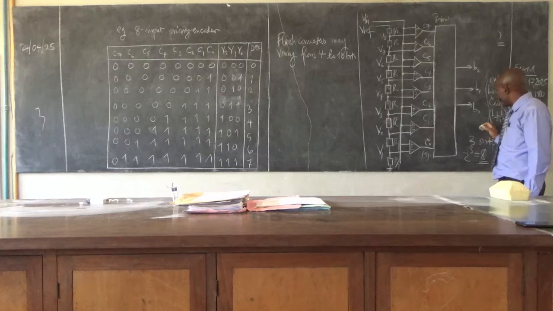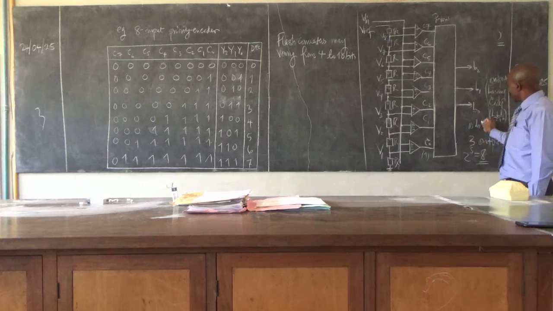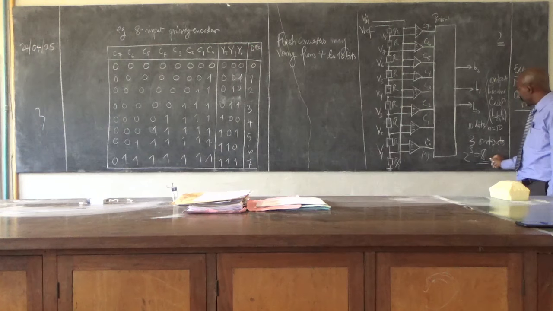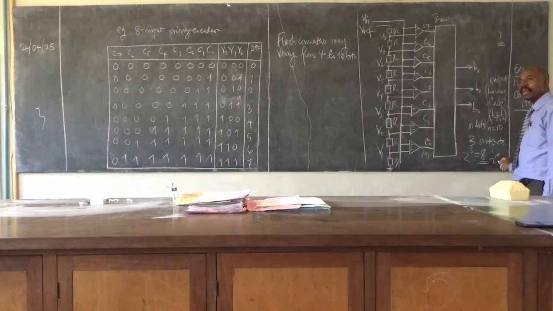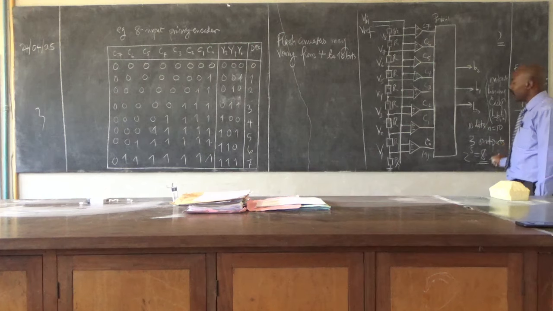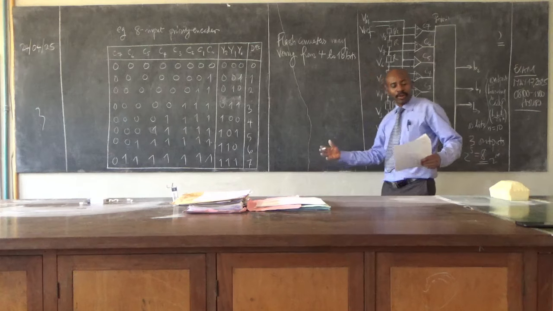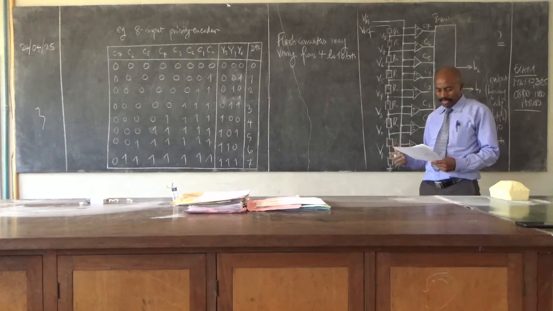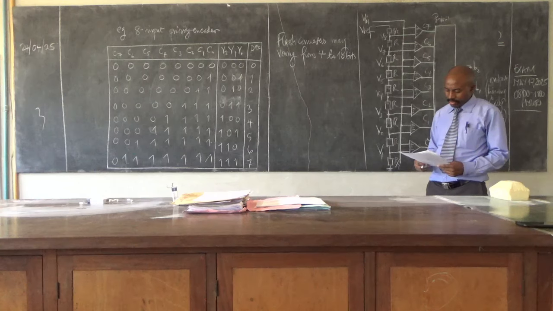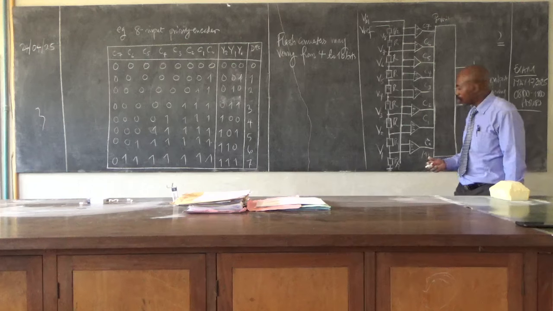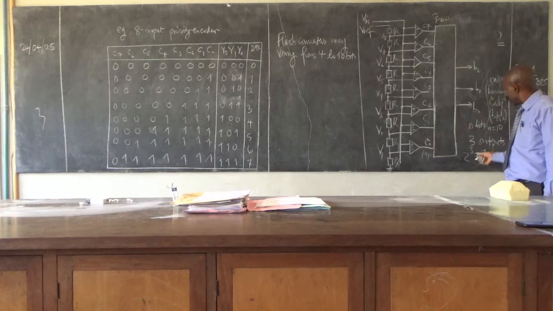If it is 10 bits, n is equal to 10. So that means you need 2 to the power 10 comparators in order to be able to produce 10 outputs. And so it's speedy, it's one of the speediest, but also to implement it is a bit tough. 2 to the power 10 is how many?